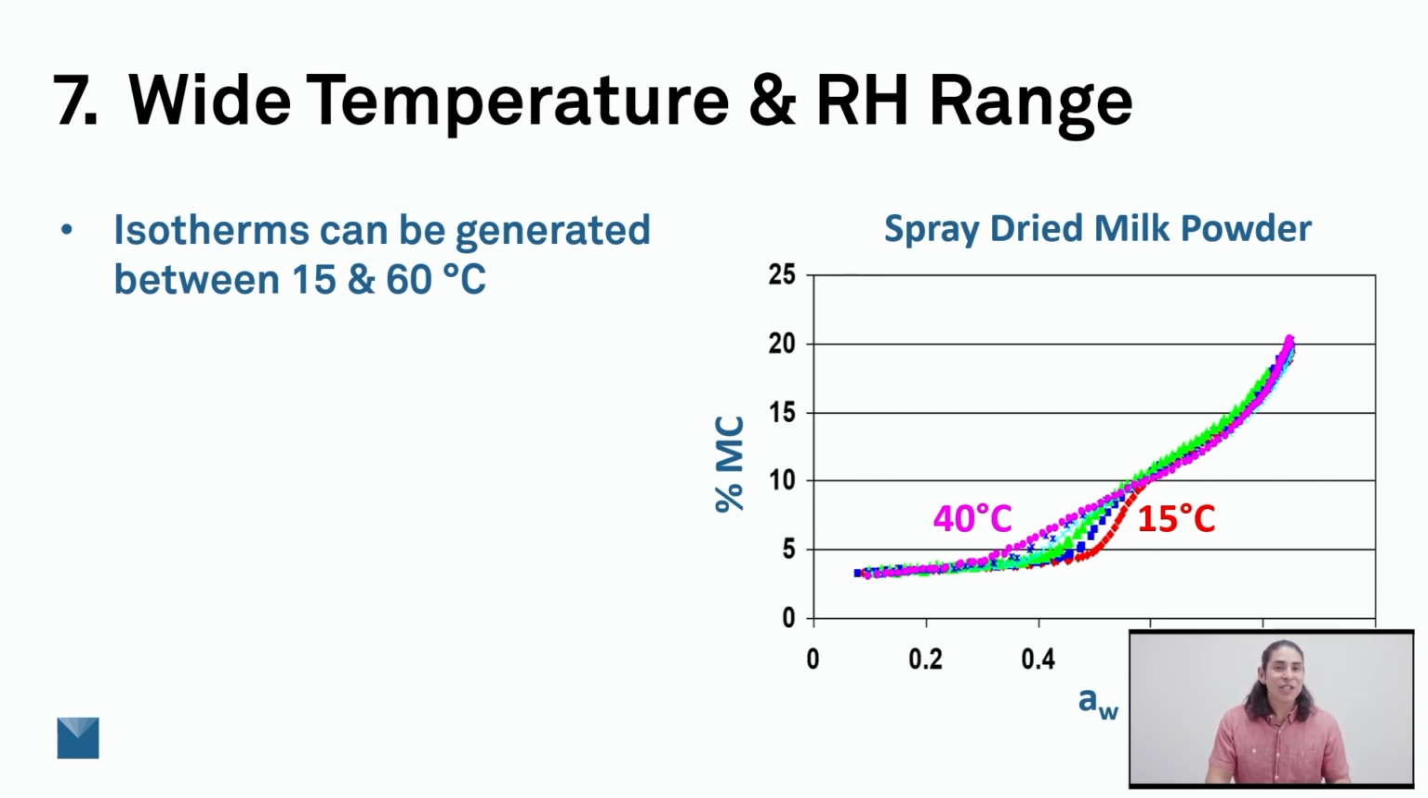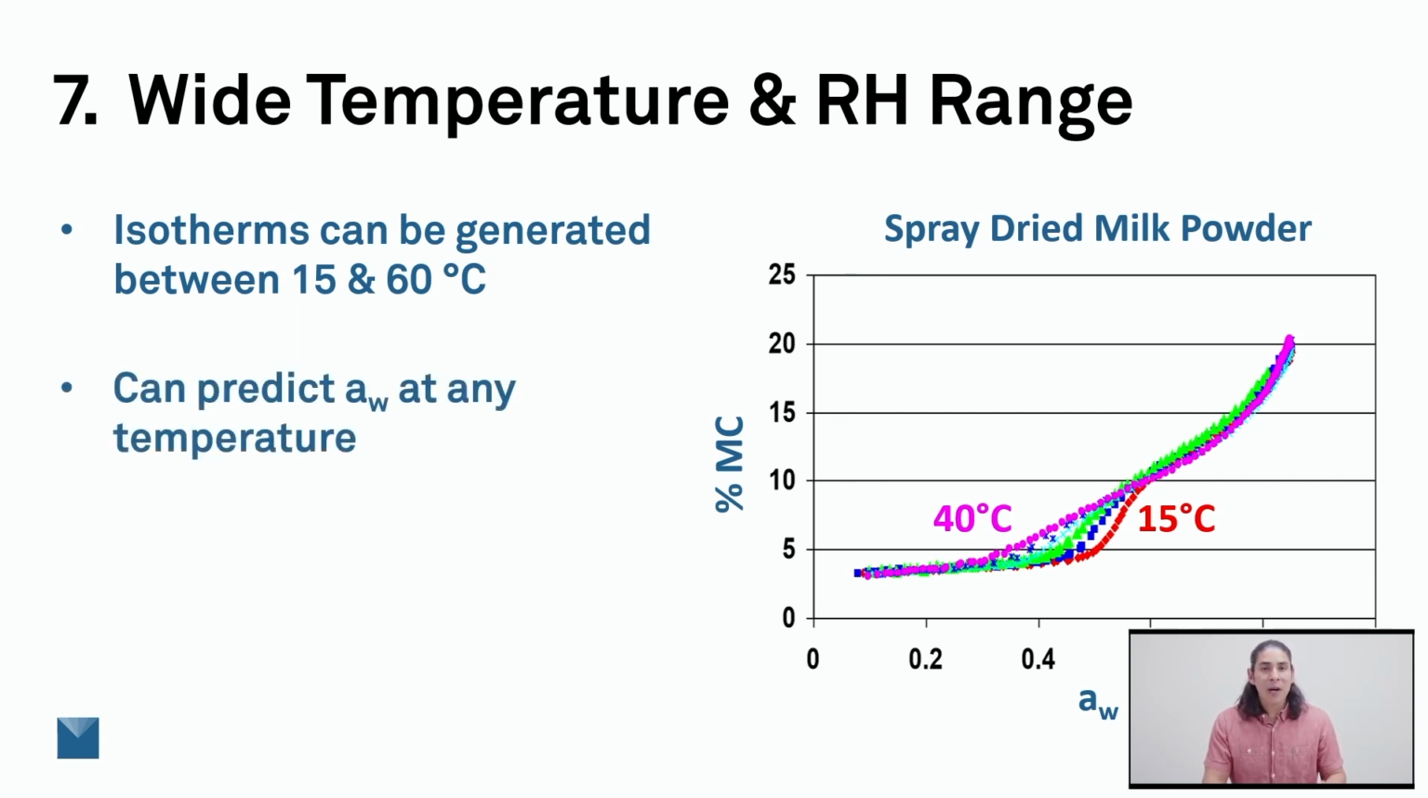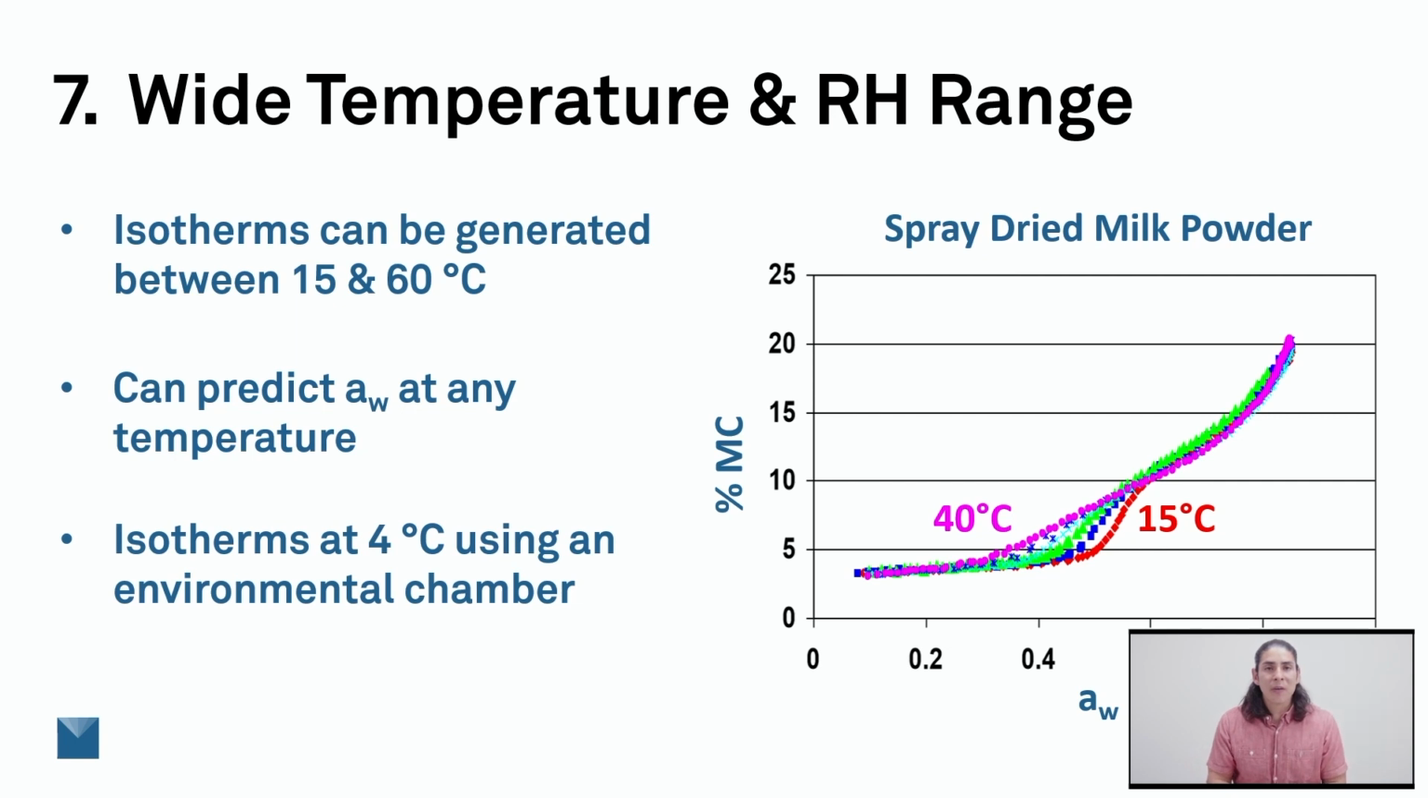So you'll notice that the shape of that curve is changing according to temperature. And this also means that that inflection point, or that critical water activity value, is also going to change with temperature. Now we can use isotherms at 3 different temperatures to predict the water activity at any temperature. And then something that we've been working on recently is taking the VSA and putting it at colder temperatures like 4 degrees Celsius, and also being able to collect isotherms at these lower temperatures. As far as relative humidity, we can investigate anywhere between 3% to 95% relative humidity, or 0.03 to 0.95 water activity.